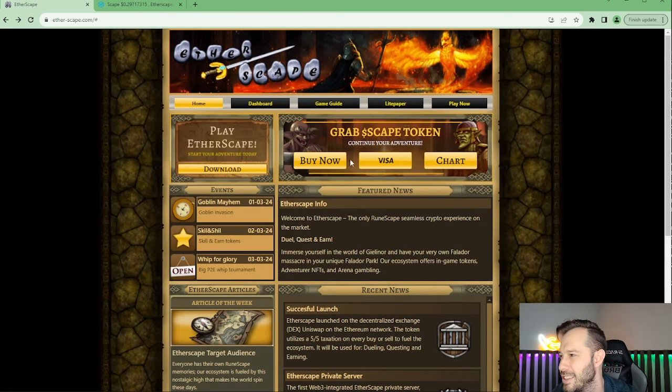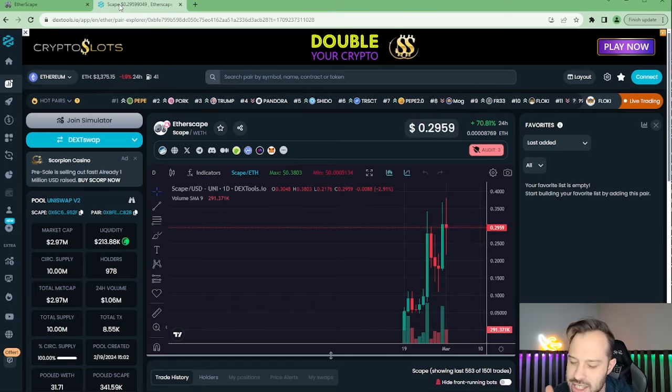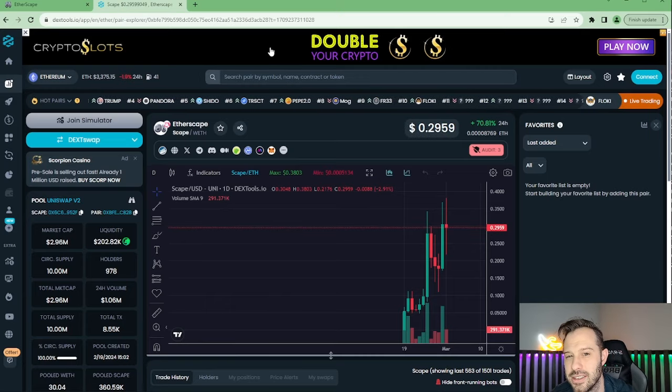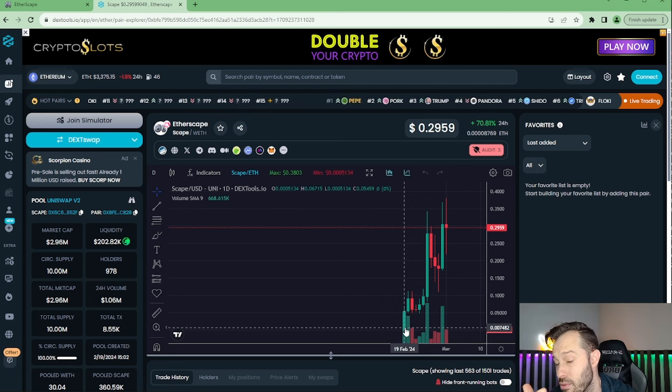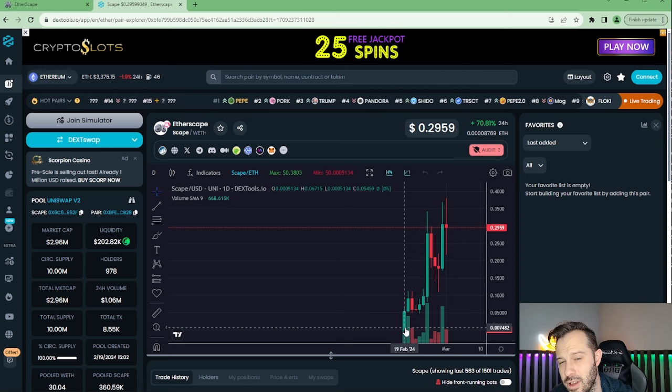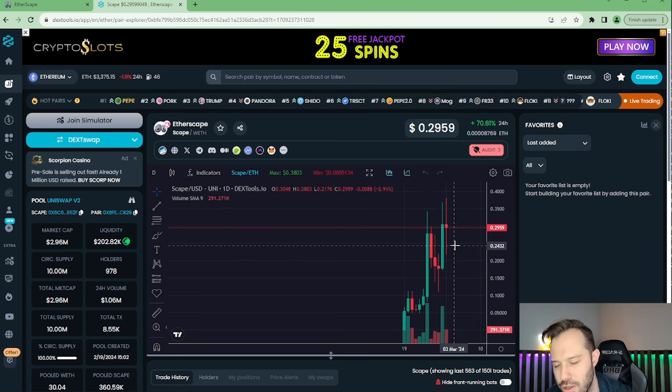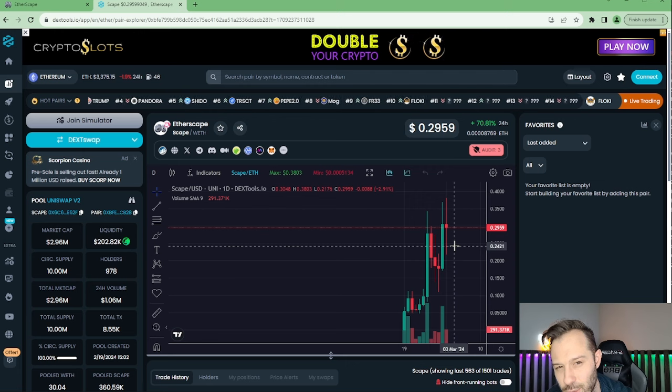Now let's talk about that. We clicked on buy now. You saw it out on Uniswap. Let's see what this token's done over the last couple of days. Guys, Etherscape on launch, coming down here, basically opened at 3 zeros and a 5. It is already trading at 30 cents per token.